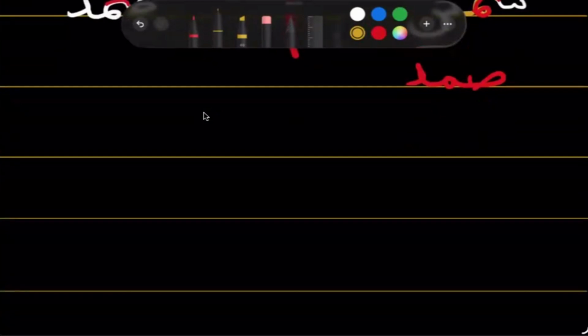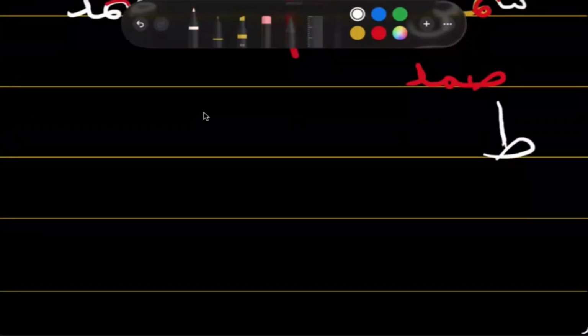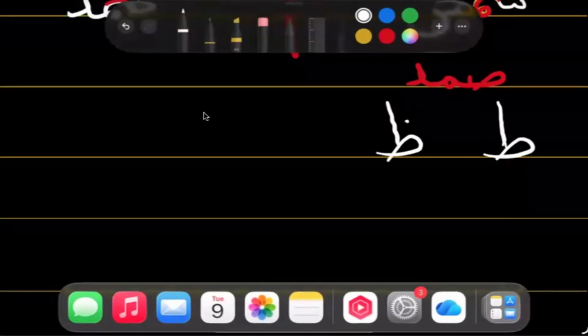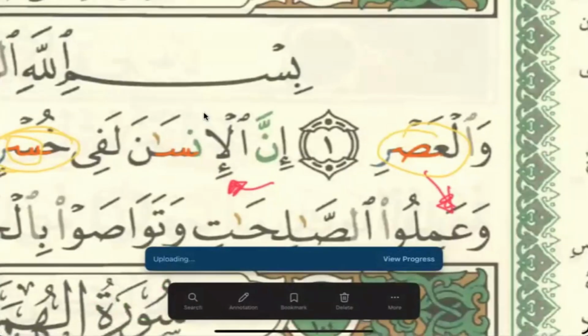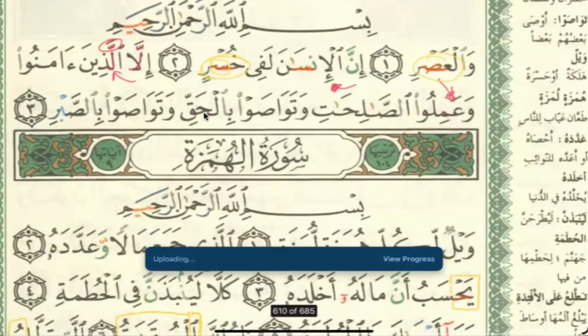Okay, so we saw how they looked in their neutral forms. Here's Ta and Tha. Let's look in the Mus'haf, see Ta and Tha. So we find a nice one.